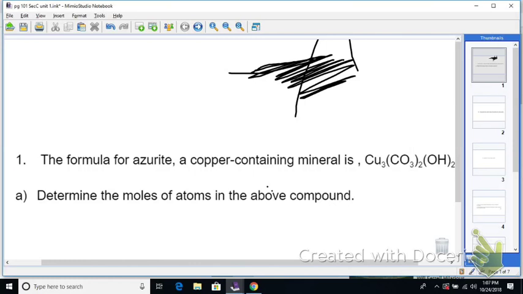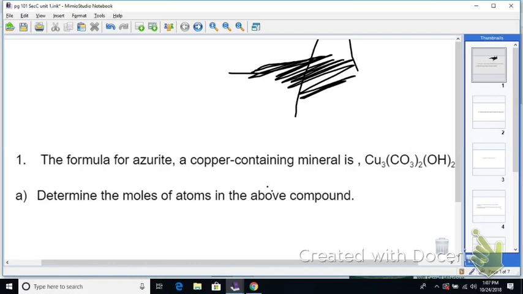So we're reconfirming some things that we did last Monday. The first thing I'd like you to do is to count how many of each element you have, or how many moles of each element you have. And just write that down below 1A. That's all I want you to do. Count how many you have.